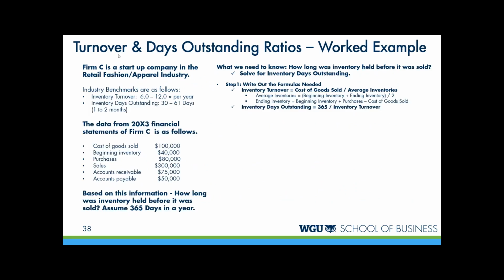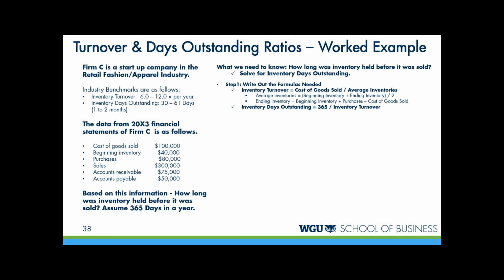So let's do an example here where we are taking a look at turnover and days outstanding. So we have Firm C. It's a startup company in the retail, fashion, and apparel industry. And we have some industry benchmarks that we can compare the performance against. So for inventory turnover, they expect to see a value of 6 to 12 times per year. For our inventory days outstanding, you only want to see the inventory sitting there from 30 to 61 days, or 1 to 2 months.